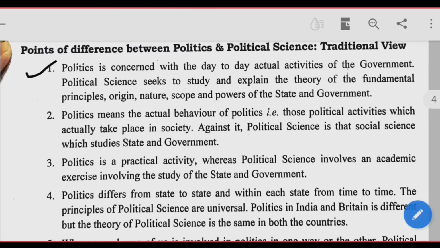Politics is the government's day-to-day activities. Okay, once again, politics is concerned with the day-to-day activity of the government, whereas political science seeks to explain and study the theories of what a state is, what government is, how the government is formed, what the elements of the state are. That is discussed in the book, and when we study that book, it is known as political science. Political science is a theory.